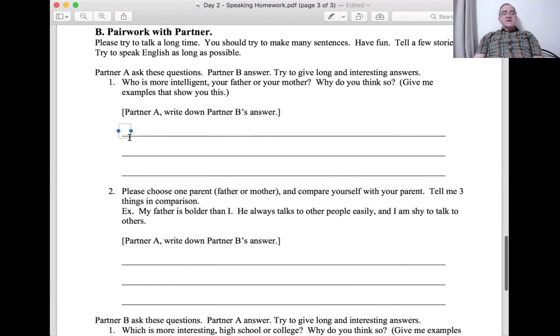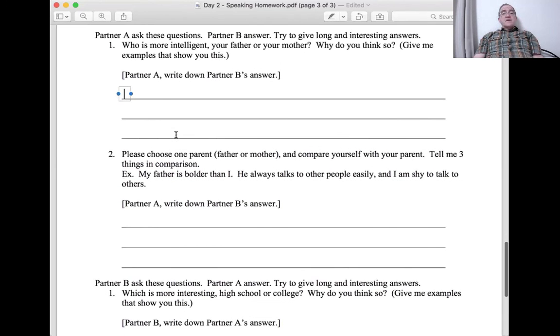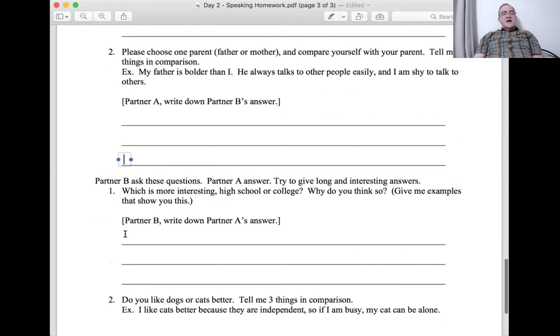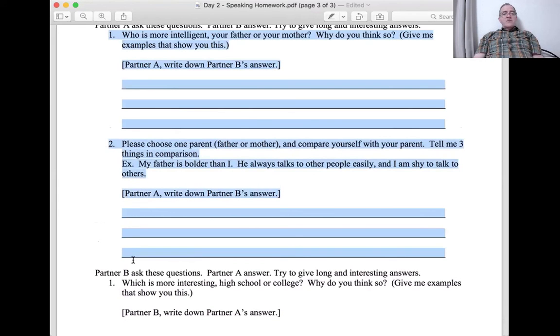So partner A will write here, and partner B will say, please choose one parent, father or mother, and compare yourself with your parent. Tell me 3 things in comparison. For example, my father is bolder than I. He always talks to other people easily, and I am shy to talk to others. Okay, so I want 3 things. My father is bolder than I am. Okay. So 3 things. And then partner A, you write those down. So partner A will ask these questions and write down these answers. And partner B will be speaking.